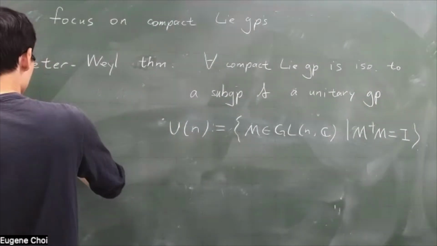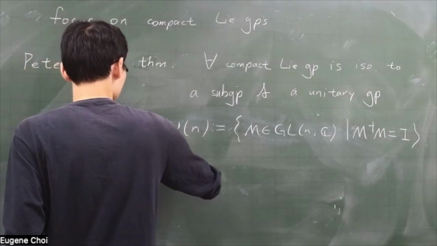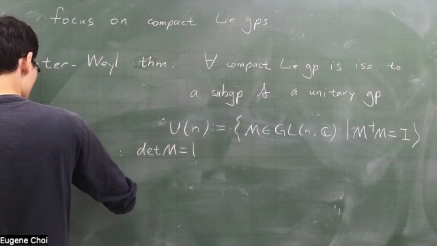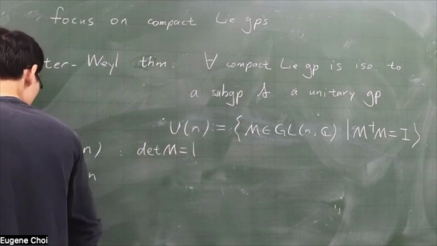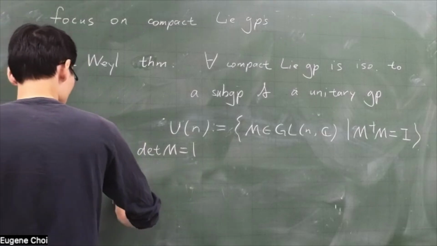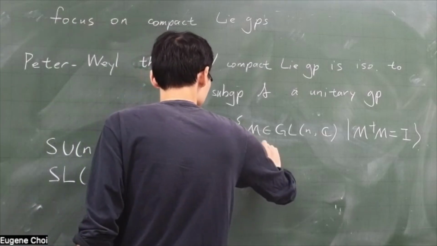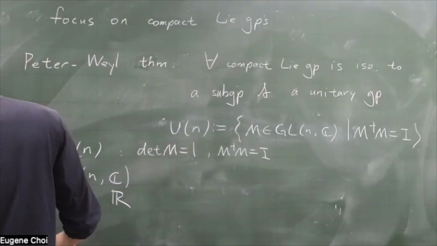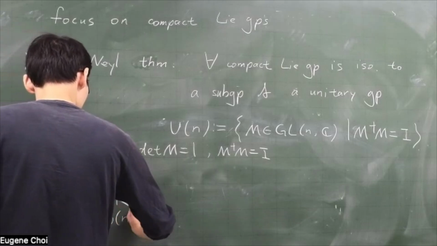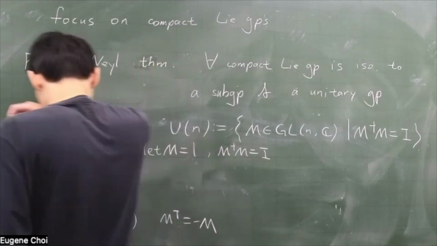For example, we have SU, which further has the condition determinant M being 1, and also we have SL_n(C) and SL_n(R), with matrices where, here, of course, I have M dagger M is the identity. Then here it's just the determinant being 1. And also I can have O_n or SO_n, which says the transpose is the inverse, it's orthogonal.